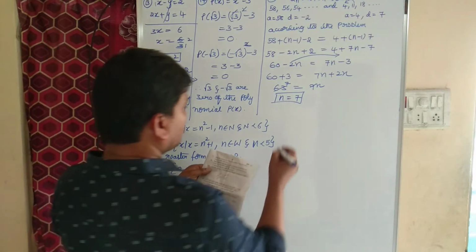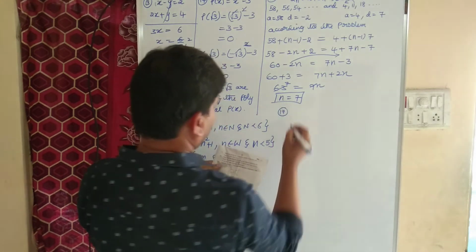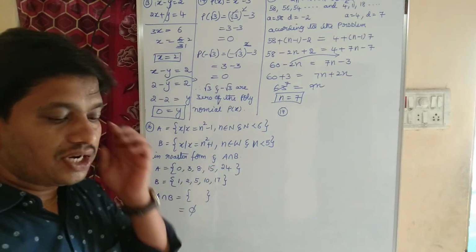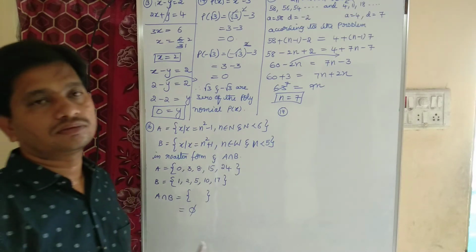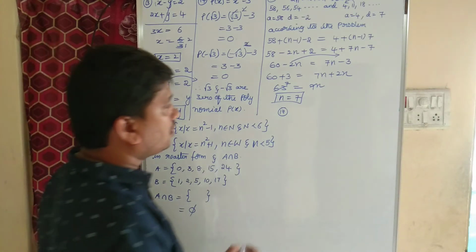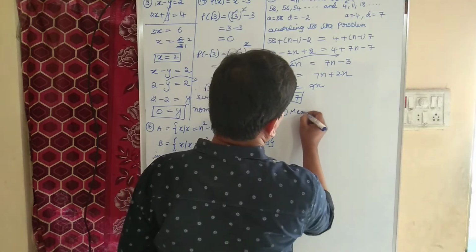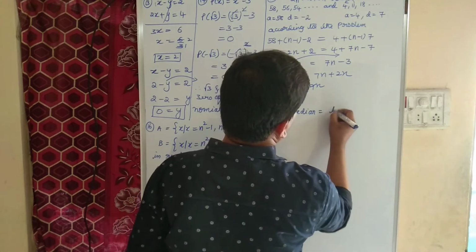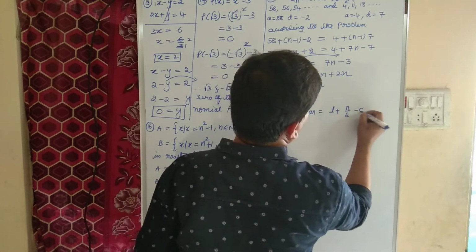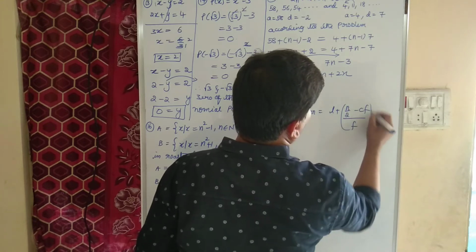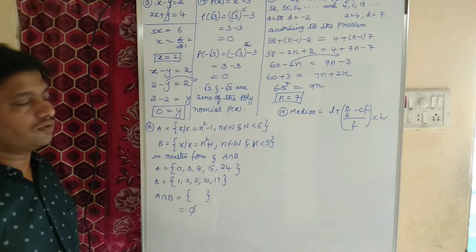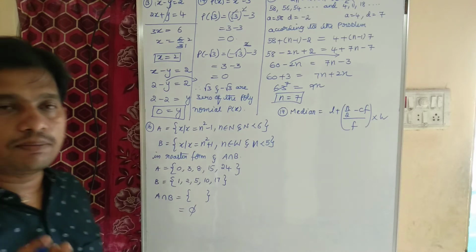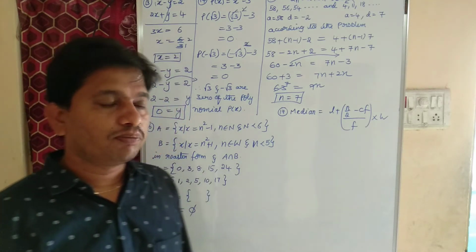Now coming to the 17th question. Write the formula for finding the median of grouped data. Explain each term in it. They are asking to find the median of grouped data. What is the formula of median? Median equals L plus (n by 2 minus CF) by f, into h.